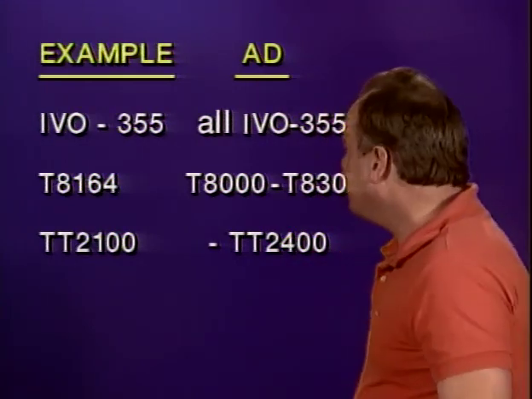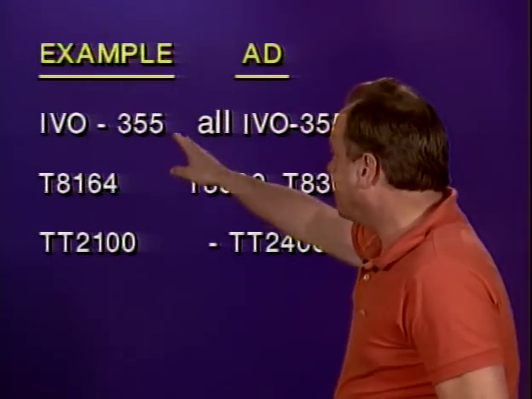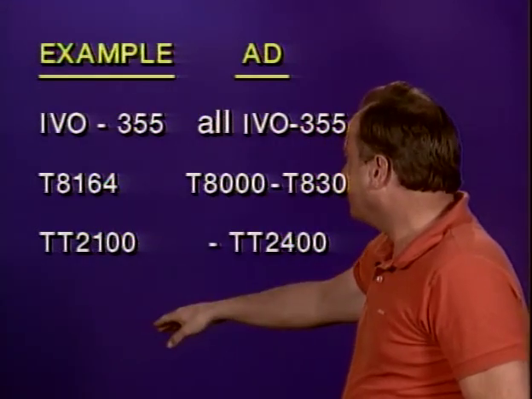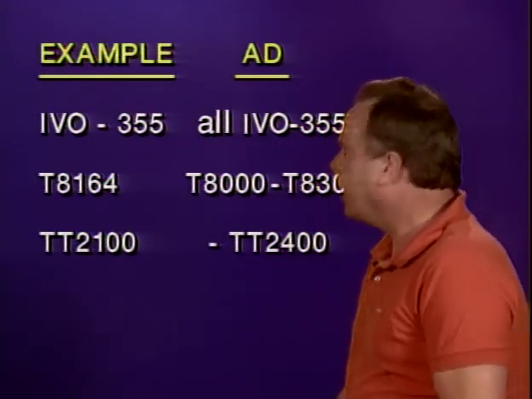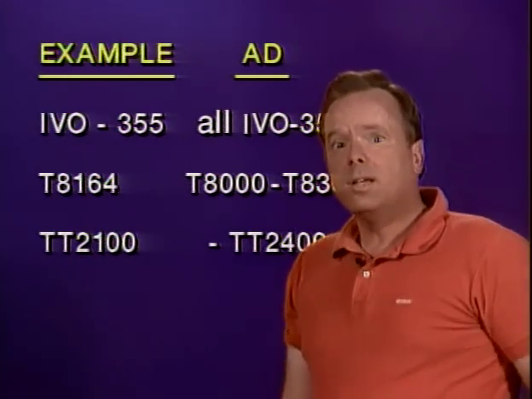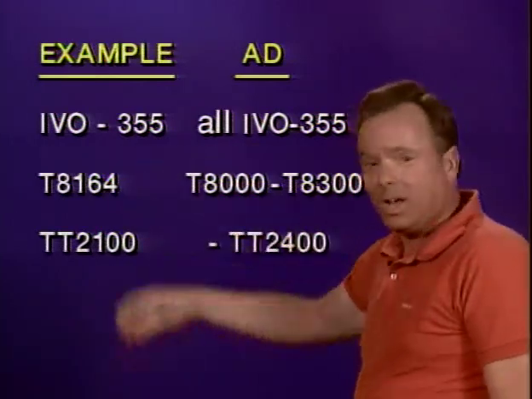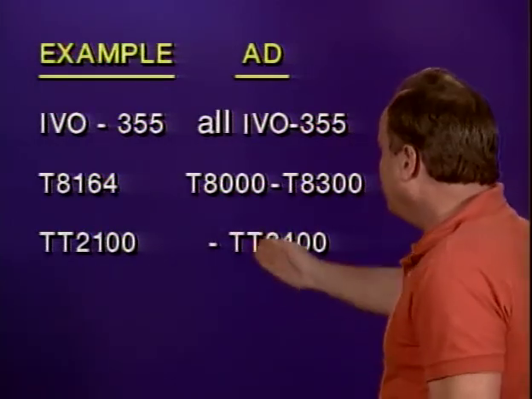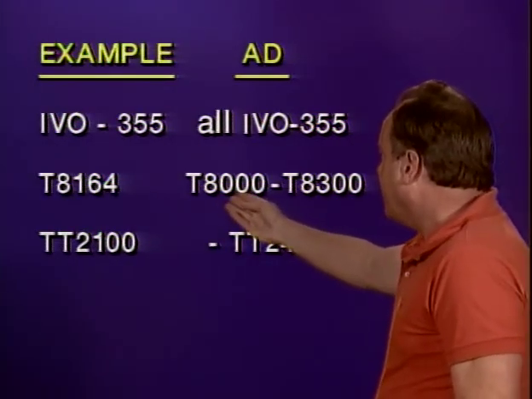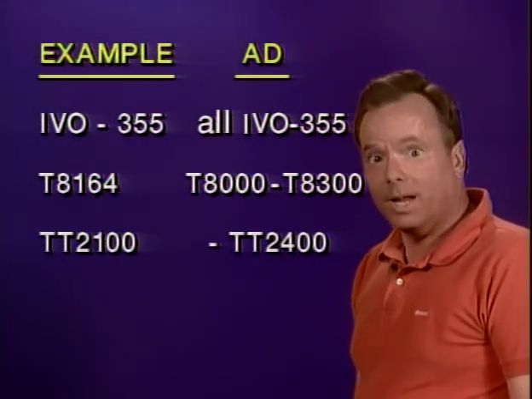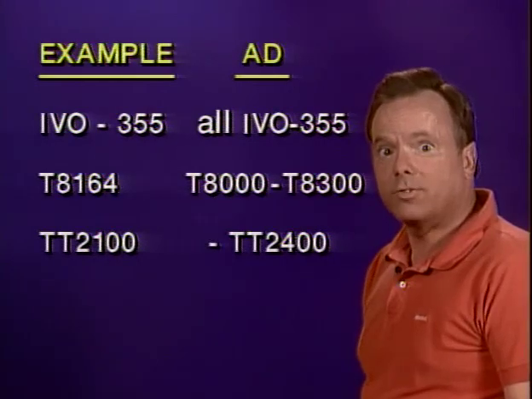Well, this is obviously too easy for everybody, so let's you and I do another one. This time, they're going to say you have an IVO 355 engine. It's a T8164 serial number. Total time is 2,100 hours. Now, the AD would read something like this. It applies to all IVO 355s. Yeah, we'd have to comply with that. And if it's serial number 8,000 to 8,300 and we're at 8164, would we have to comply? Yeah, we'd have to comply with that. So far, so good. It looks like we are going to have to comply with it.